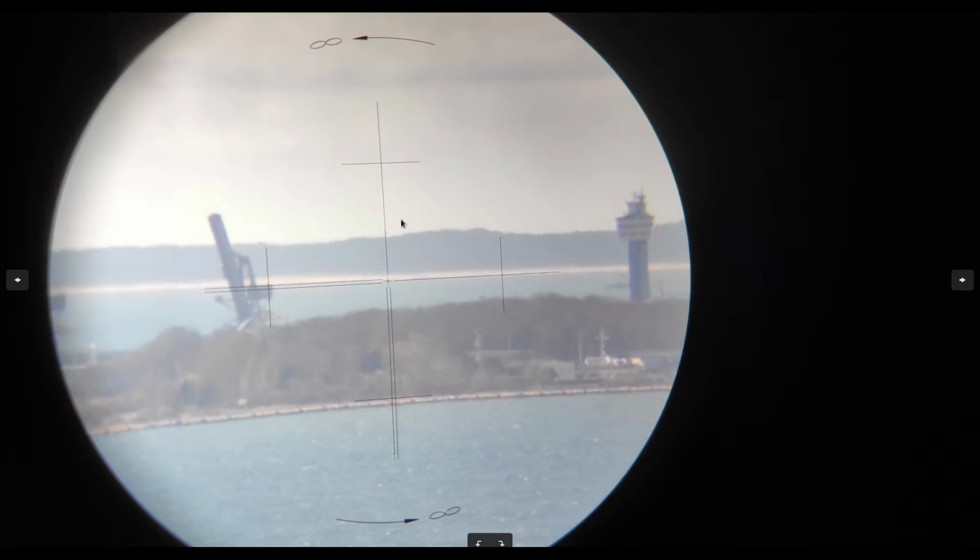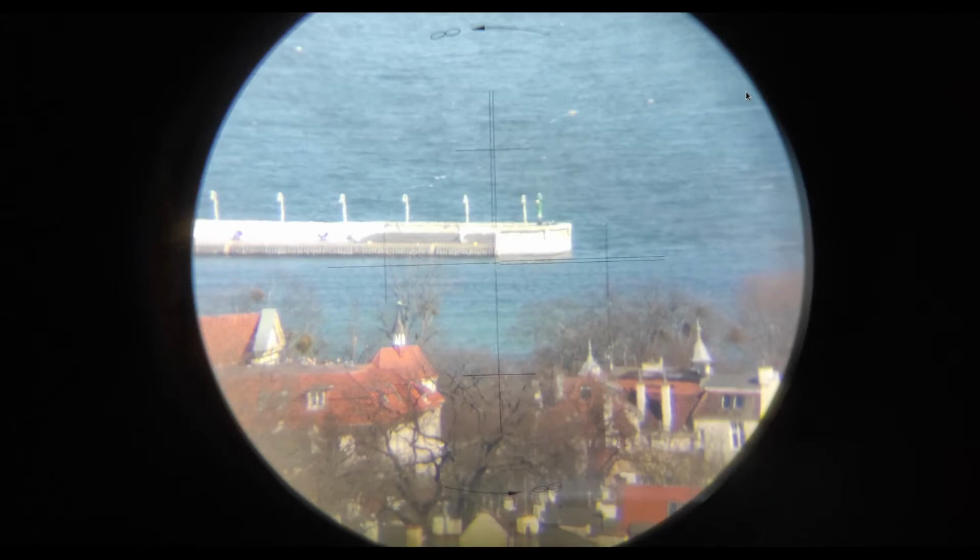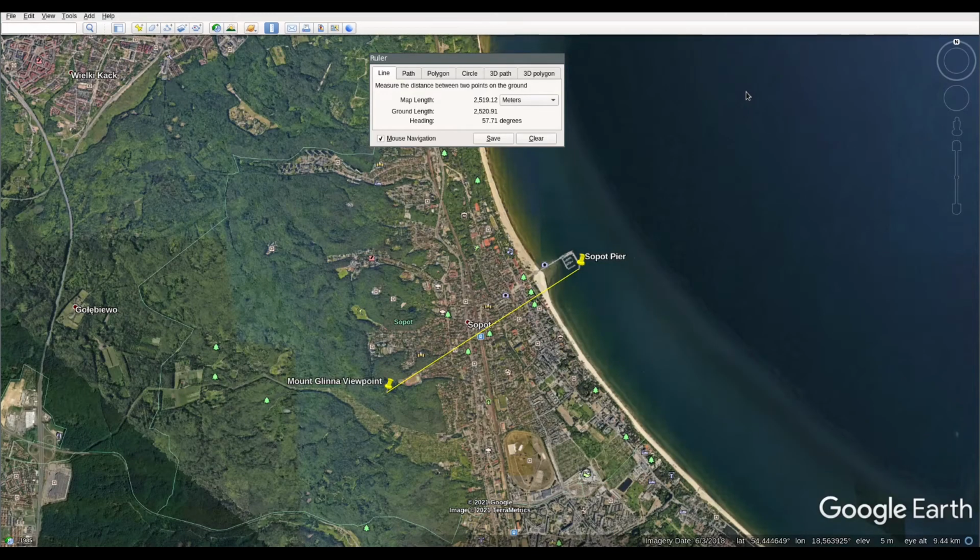To find it on the map, I used its relative position to the crane here and the tower here that were a bit closer to us. And this method gives approximately this point at a distance of 23.3 kilometers from the observation point. From Mount Glinna we were sighting the following points. First, the Sopot pier again, this time at a distance of about 2.5 kilometers.